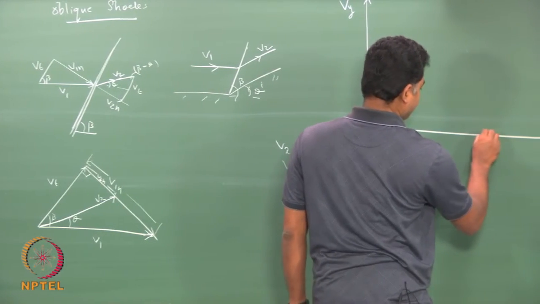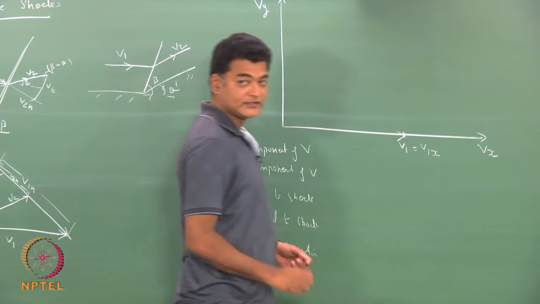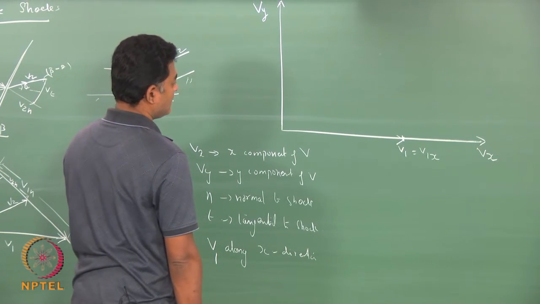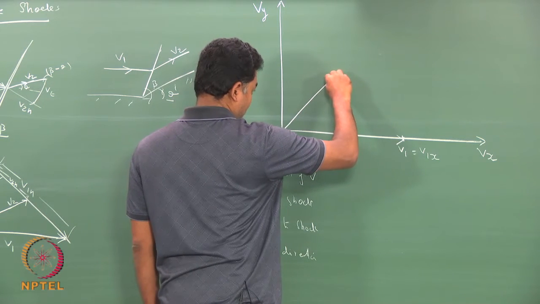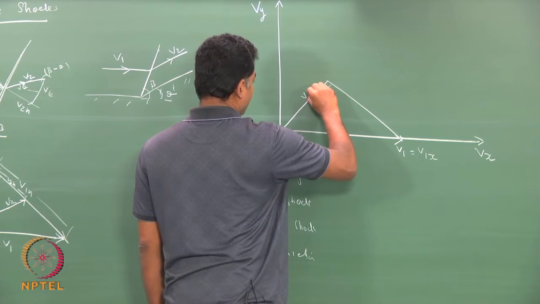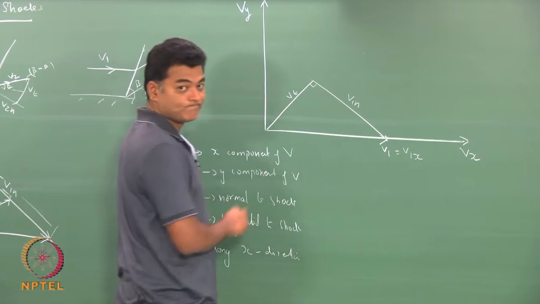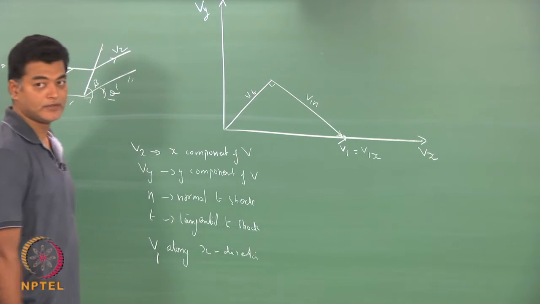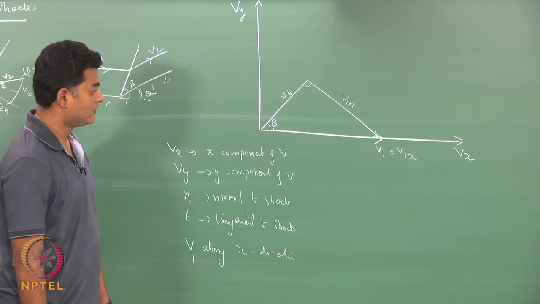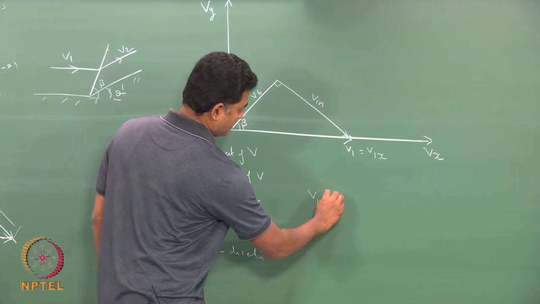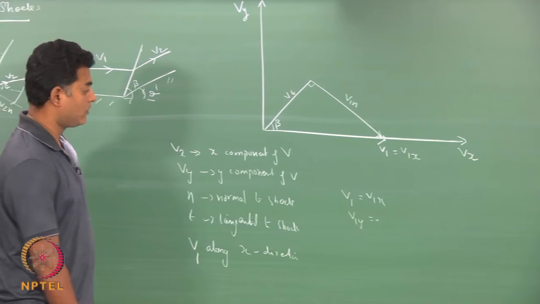Okay. So, I have V1 here, which is also your V1x. Then I have a component here. This is my V tangent and V1n. Okay, and this would be my beta. So, V1 is V1x, which means V1y is 0. There is no component of V1 along the y direction.